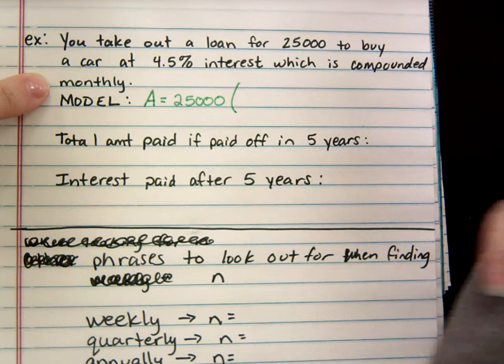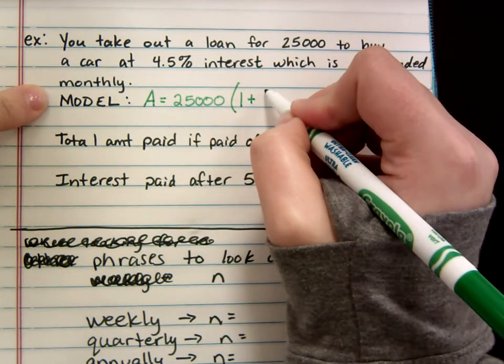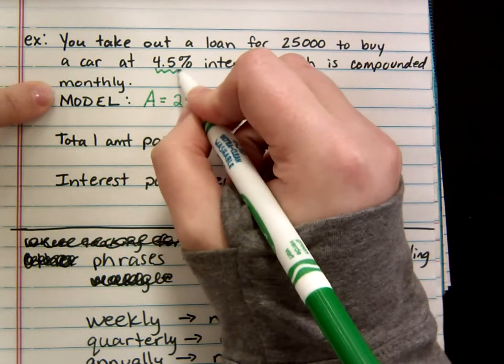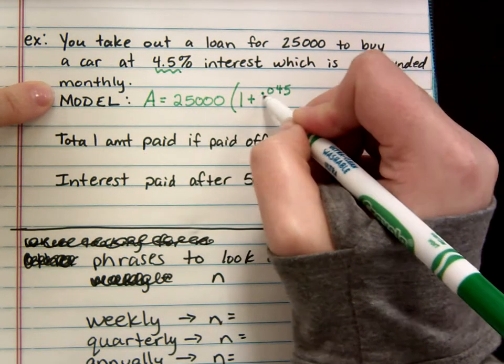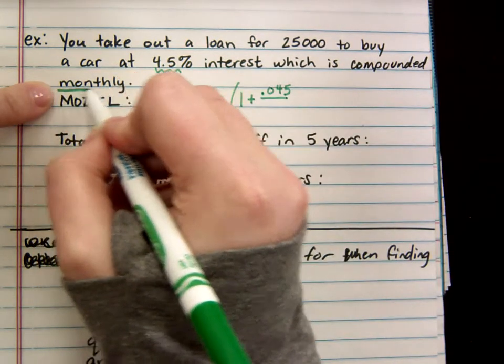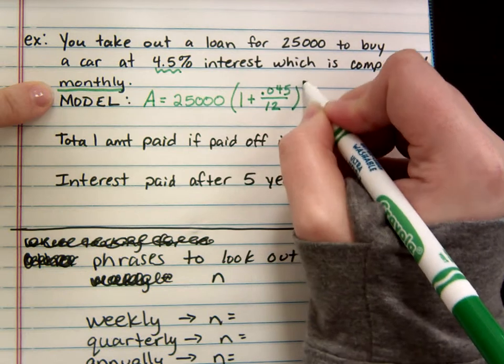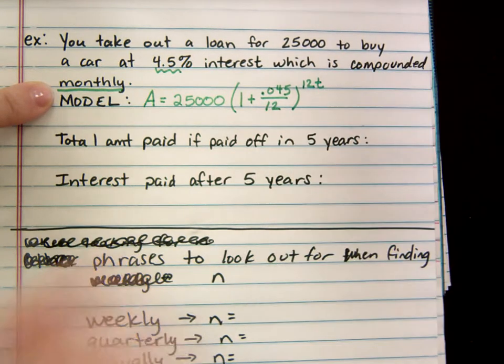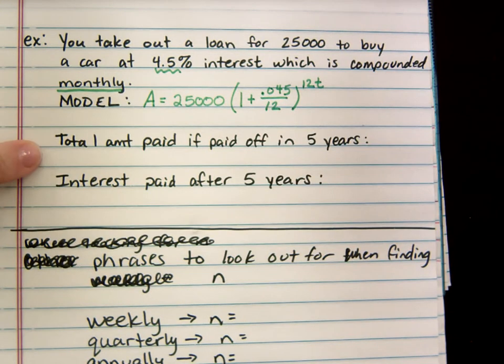So the model we would use to represent this, we plug in 25,000 for P, and then you have 1 plus the interest rate. You have to write it as a decimal, so 0.045. Compounded monthly means it's compounded 12 times a year. And then n times t, so 12 times t is your exponent.